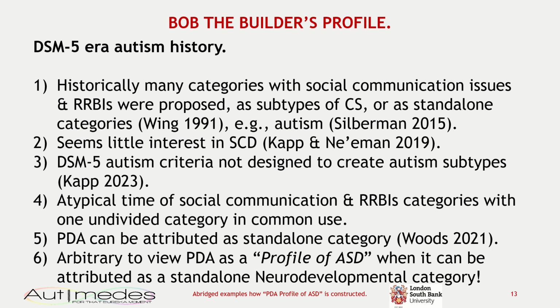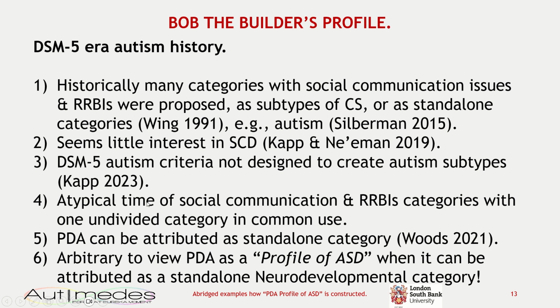In the DSM-4, the residual category for autism was pervasive developmental disorder not otherwise specified, and that was quite commonly used. It was used when people were not meeting the threshold for either Asperger's syndrome or autistic disorder. And the DSM-5 states that pervasive developmental disorder not otherwise specified was the most commonly attributed DSM-4 autism subtype. So it's problematic because the present DSM-5 autism criteria are not designed to create autism subtypes. They're not designed with PDA in mind, because PDA is not included in the DSM-5.